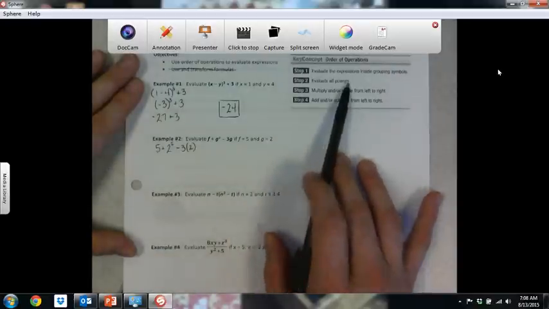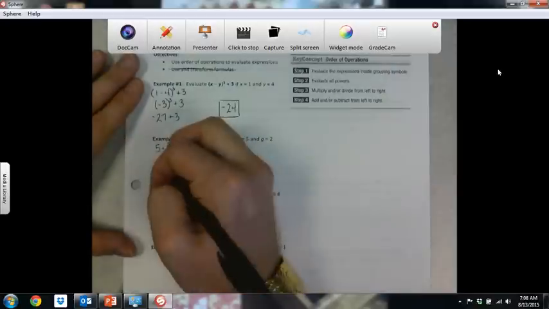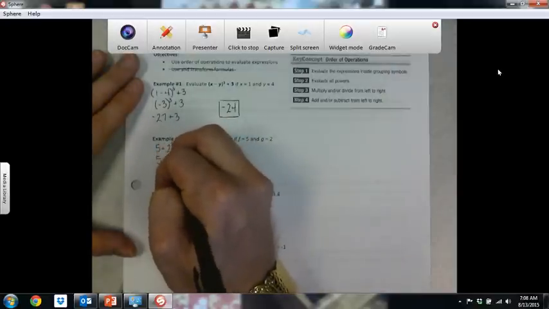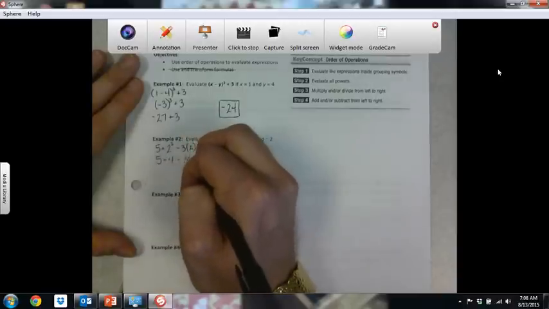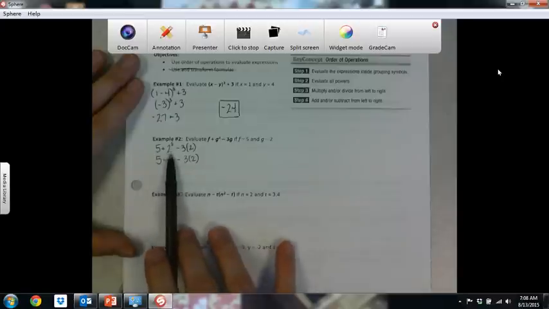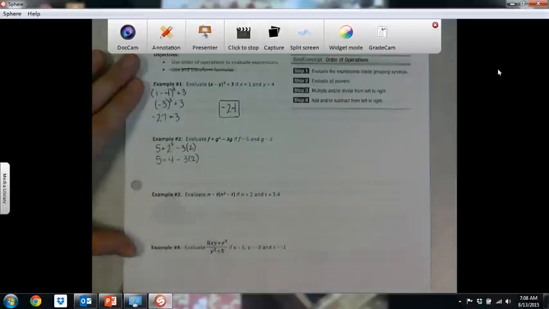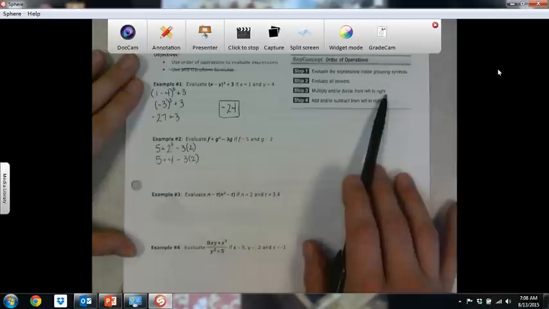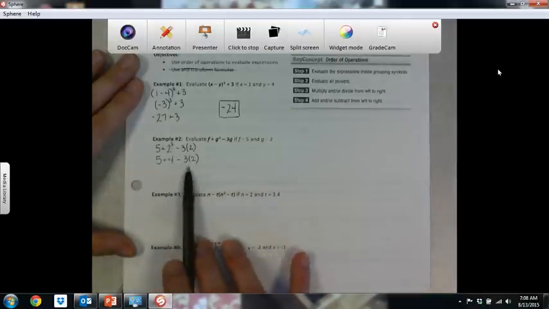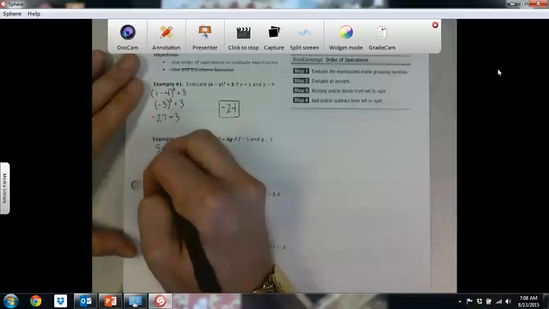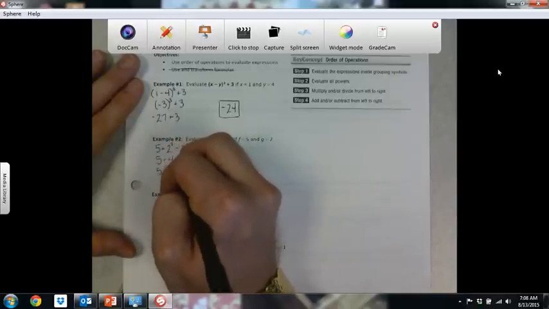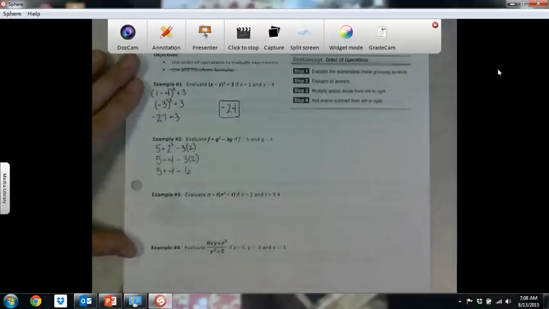Step 2 is to evaluate all powers. So 2 squared is going to give me 4. So 5 plus 4 minus 3 times 2. Notice that the only thing I'm changing is that step that I was doing. Everything else looks exactly the same. Then I need to multiply or divide from left to right. So my only multiplication or division is right here. So I'm going to say 5 plus 4 minus 6.